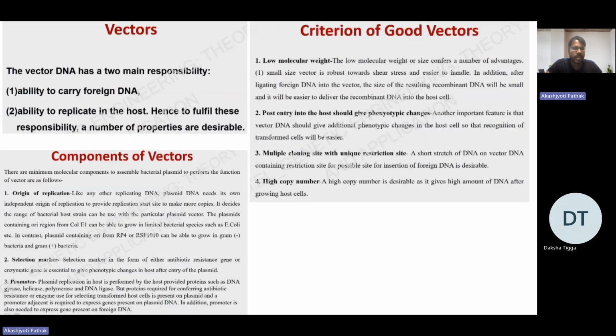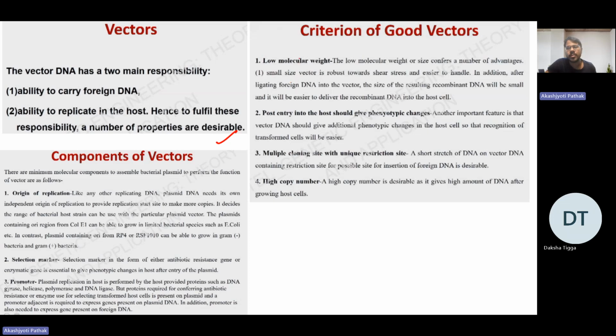Now, vectors, components of vectors: what are the criteria of good vectors? They should be able to carry a foreign gene and have the ability to replicate in the host. A number of properties are desirable. What are the components of vectors? They should have an origin of replication, selectable markers, and a promoter. If your promoter is not present, then it will not be expressed in the host cell. If your origin of replication is not there, then your plasmid cannot replicate. The copy number will be disturbed, we will get a low yield of the plasmid, and then there will be low expression of the protein as well.